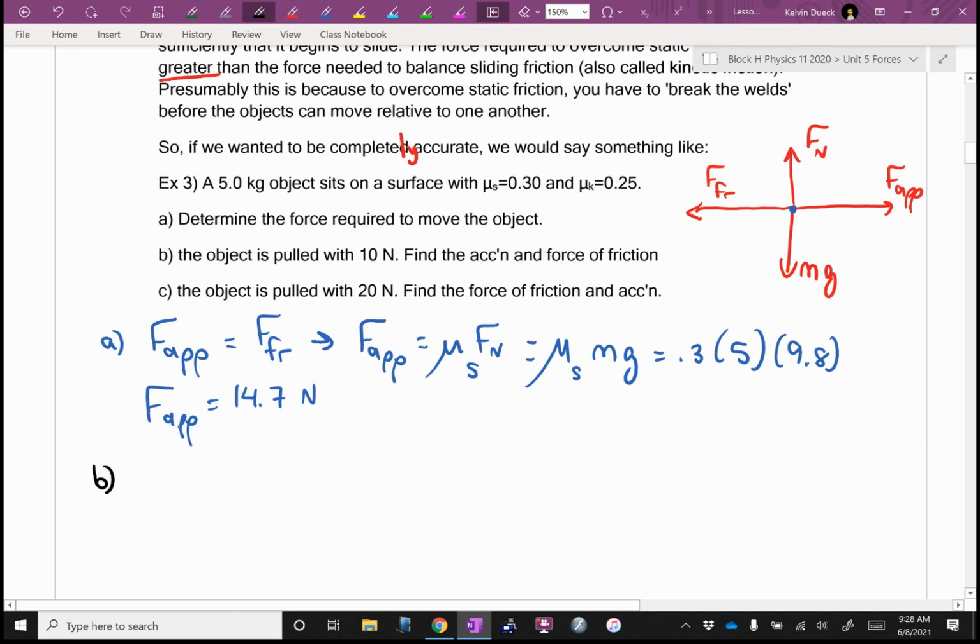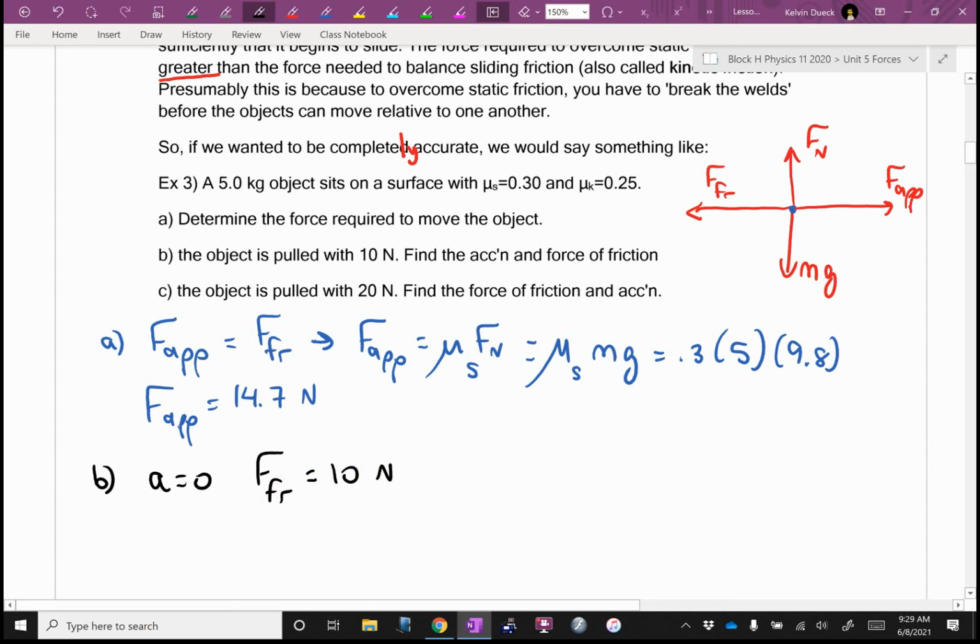How hard am I pulling in B? 10 newtons. Will it accelerate? So what's the acceleration exactly as a number? 0. So it says the object is pulled with 10 newtons. Find the acceleration. A is 0. How big is the force of friction? It's got to be 10 because it's not accelerating. Friction is only as big as it needs to be. I'm pulling with 10, friction matches me with 10. It isn't going anywhere. It's not accelerating.